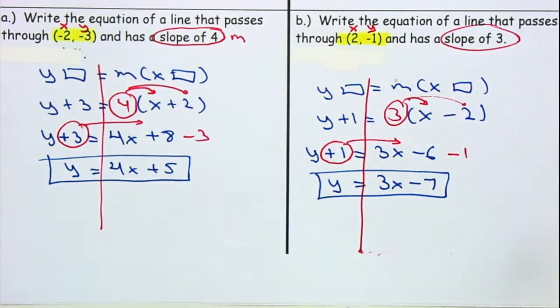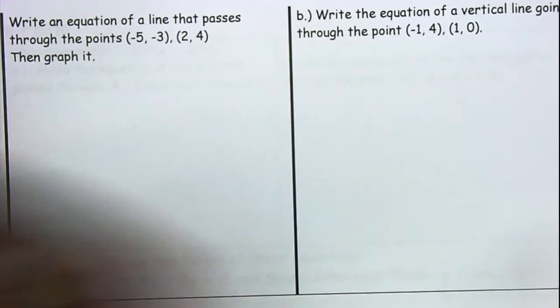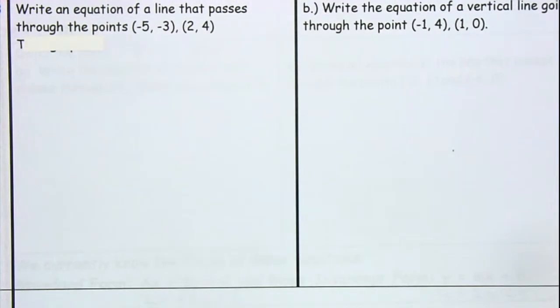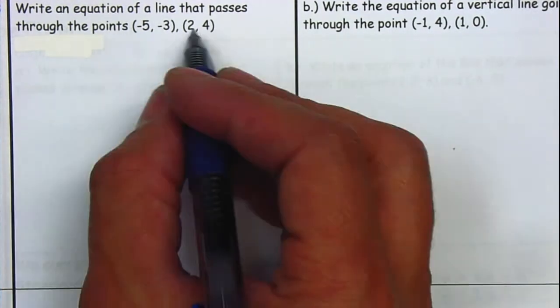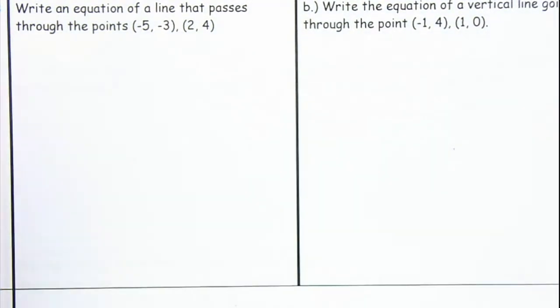Let's continue to the back side. On the back side, it's going to be slightly different. On example number 3, we don't need to graph it. We're just going to solve it. It says, write the equation of a line that passes through the points (-5, -3) and (2, 4). Now, in order to find the equation, we need to find the slope. So they give you guys 2 points.